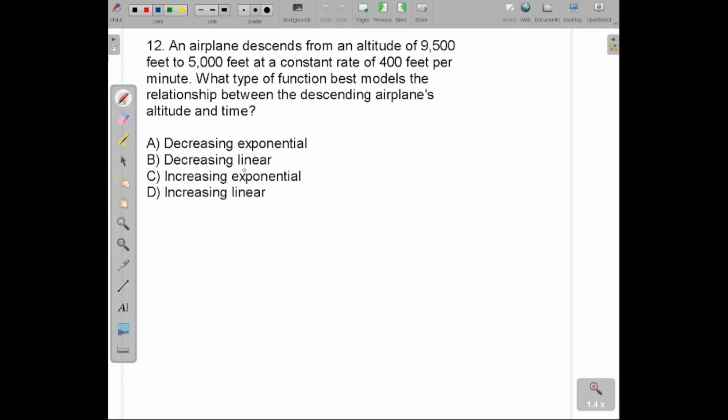12. An airplane descends from an altitude of 9,500 feet to 5,000 feet at a constant rate of 400 feet per minute. What type of function best models the relationship between the descending airplane's altitude and time? So we can express this altitude and time in a graph.